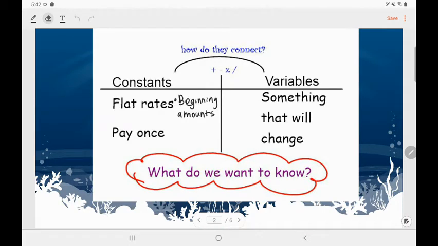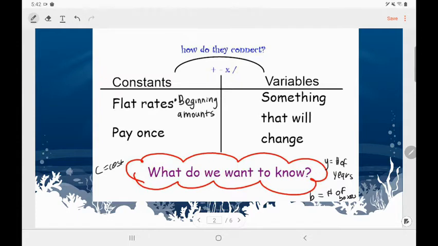The first thing that we need to do when we read them is look for what we want to know. Do we want to know how many years have passed? In that case, I would define a variable as y equals number of years. Do we want to know how many boxes of Oreos I bought? Then I would say b equals number of boxes. Or do I want to know the cost of something? C equals cost.